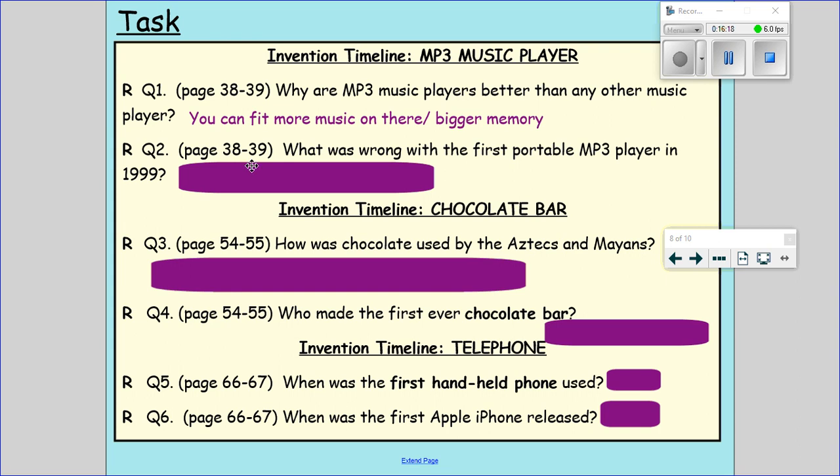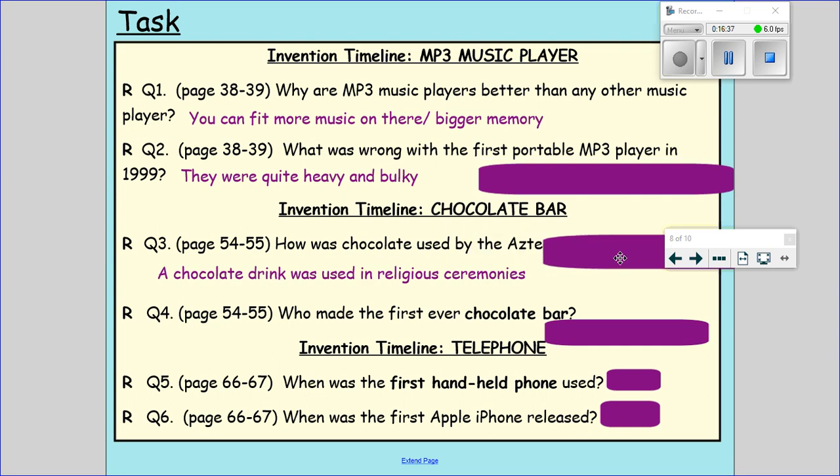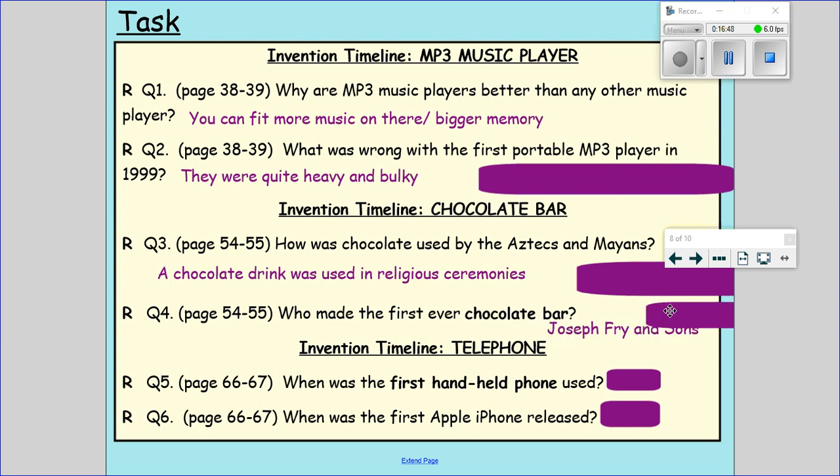Question number 2, what was wrong with the first portable MP3 player in 1999? They were quite heavy and bulky. Question number 3, how was chocolate used by the Aztecs and Mayans? It was used as a chocolate drink used in religious ceremonies. Question number 4, who made the first ever chocolate bar? It was Joseph Fry and Sons.